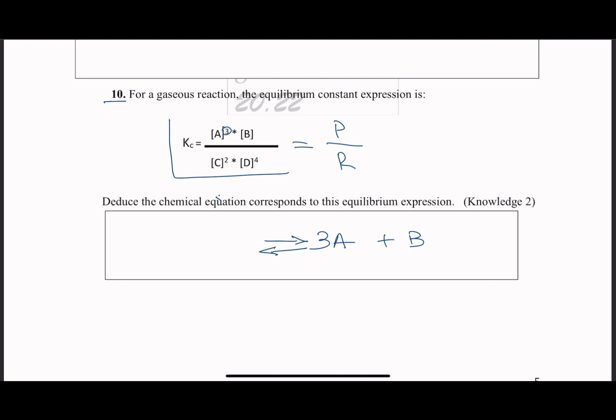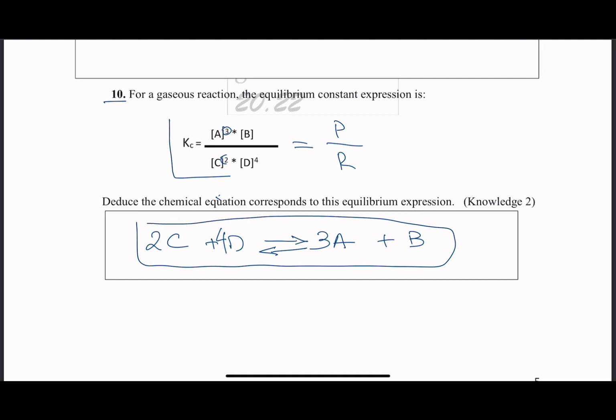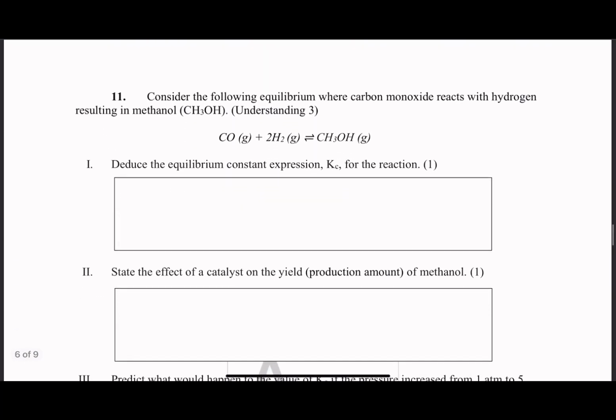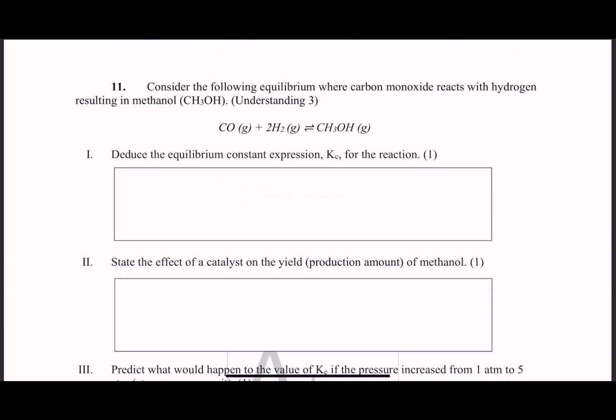Then we have C and D on the left side. Because we have 2 as an exponent, it will go as a coefficient of 2, and D's exponent will go as a coefficient in front of it. So this is the reaction we're looking for. This is a super easy question. I think a lot of you have answered this. Now we move on to the next question, question number 11.